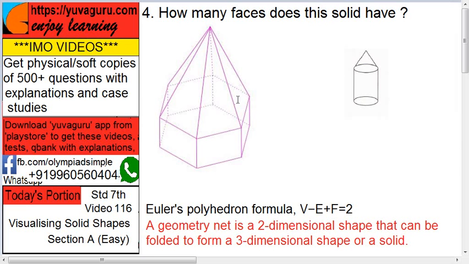2, 3. Similarly 3 on that side. So 6. Again in the bottom 6, 12, and this base which you can touch from the lower end. So that is 1. 6 plus 6 plus 1, that is 13. So 13 faces for this.